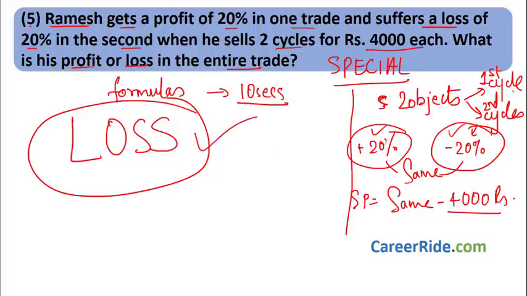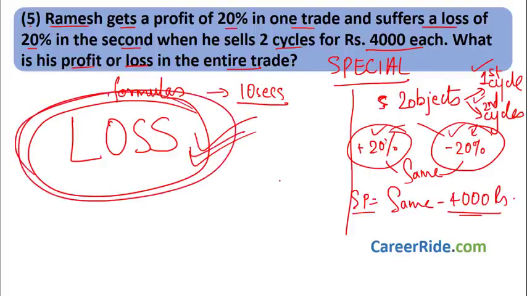Now over here it is one cycle, two cycles. If it is one cycle and one say bike or a car, still it will hold true, the person will get a loss. It is not about what the person is selling, it is about whether the percentages of profit and loss are the same and whether the selling price is the same. If these two conditions are true, then the person will always have a loss. Always remember.